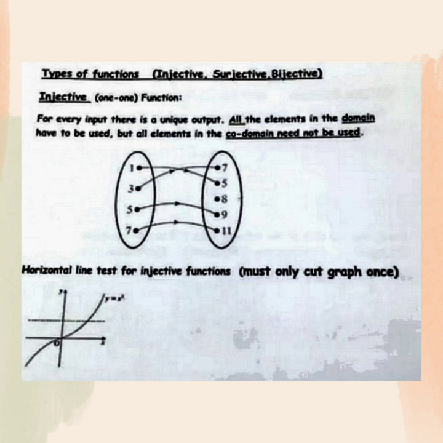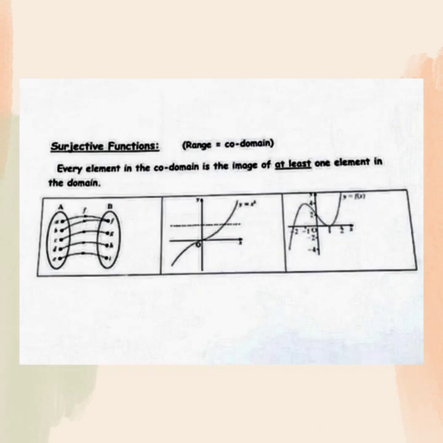An injective function must only cut the graph once in the horizontal line test. A test for injective functions is if you draw a horizontal line across the graph. For an injective function, the horizontal line can only cut the graph once.